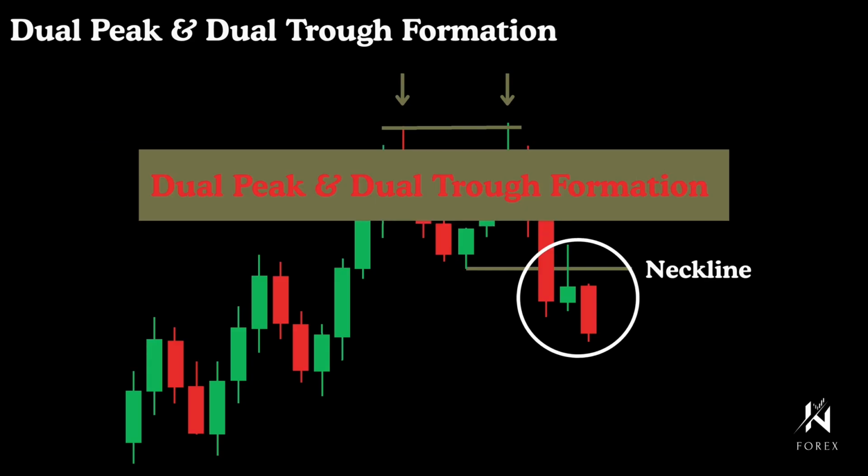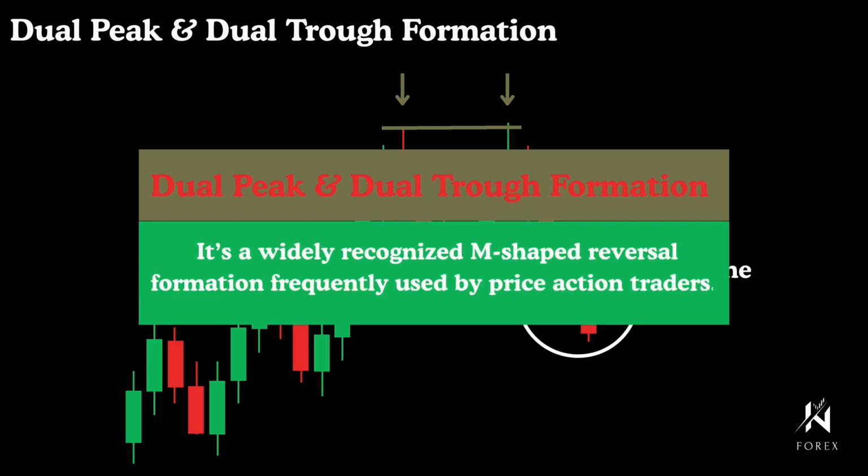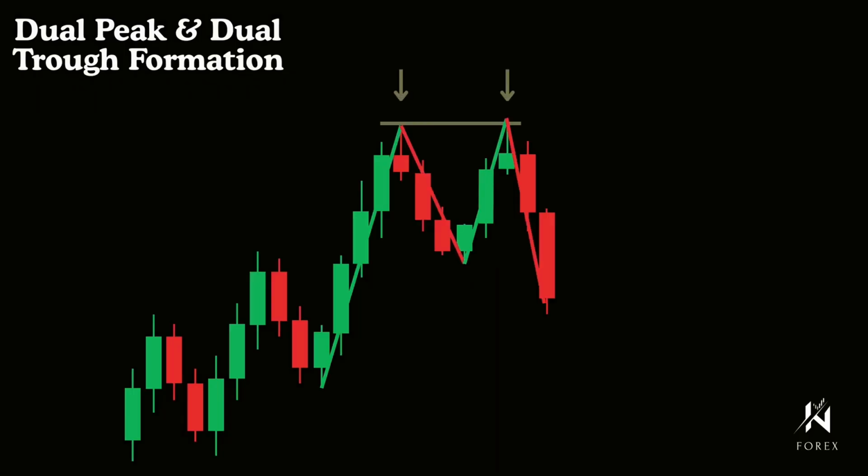Dual peak and dual trough formation. It's a widely recognized M-shaped reversal formation frequently used by price action traders. When a double top appears on the chart, it signals that the price couldn't form a new higher high, potentially due to factors like weakening momentum, a change in market structure, or reaching a significant level on a higher time frame.